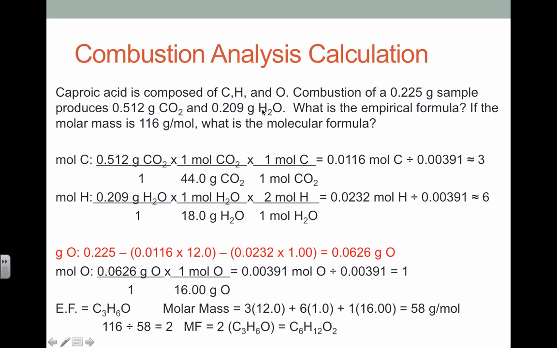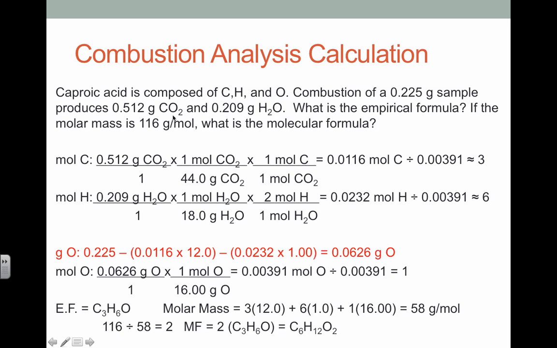Caproic acid is composed of C, H and O. So we know the components, but we're looking for the composition. We start off with a 0.225 gram sample, and then this is the amount of carbon dioxide and water we get. So we're looking for the empirical formula and also the molecular formula. So this is like everything compacted into one. What we're going to do here is figure out how much carbon, oxygen and hydrogen we have present. Now if you think about it, remember we said every combustion reaction involves oxygen, right? And we'll get to that point in a moment.